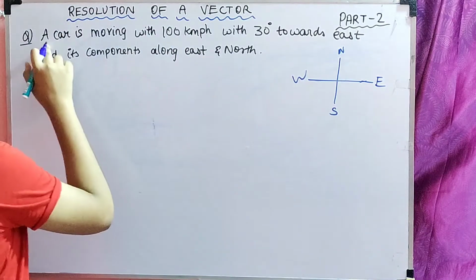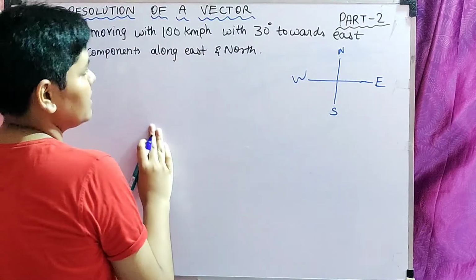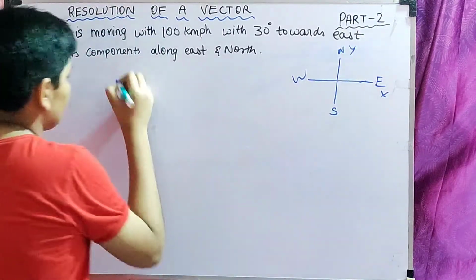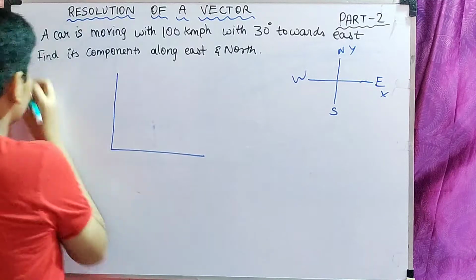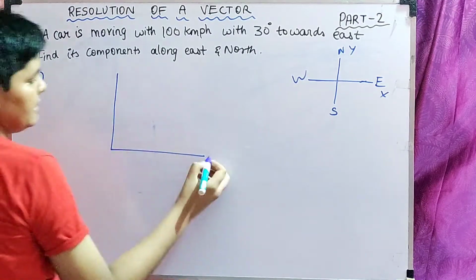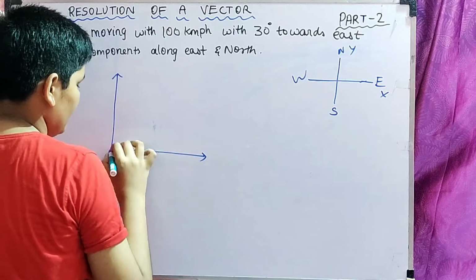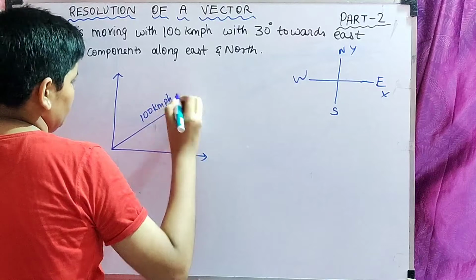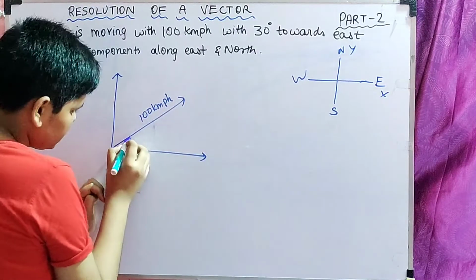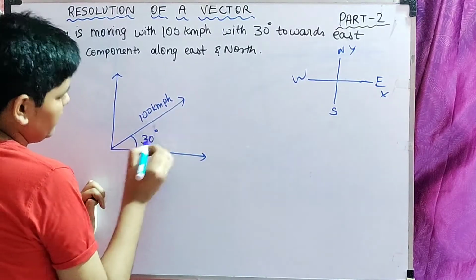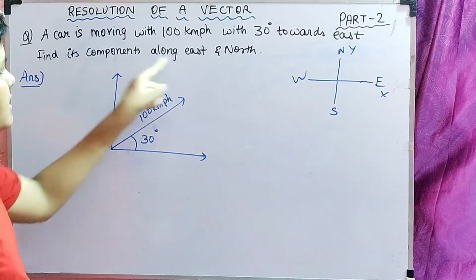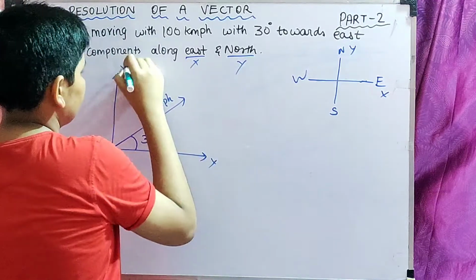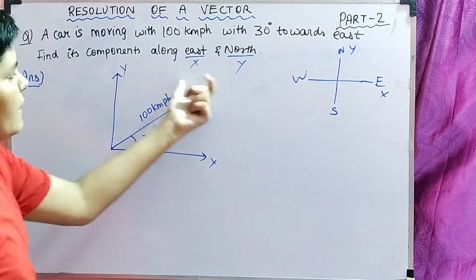So over here, a car is moving with 100 km per hour at 30 degrees towards east. Towards east we are taking the x-axis, and this is the y-axis. The u value they have given is 100 km per hour, and 30 degrees towards east, so here the angle is 30 degrees. Now we need to find its components along east and north. East is the x-axis, north is the y-axis.